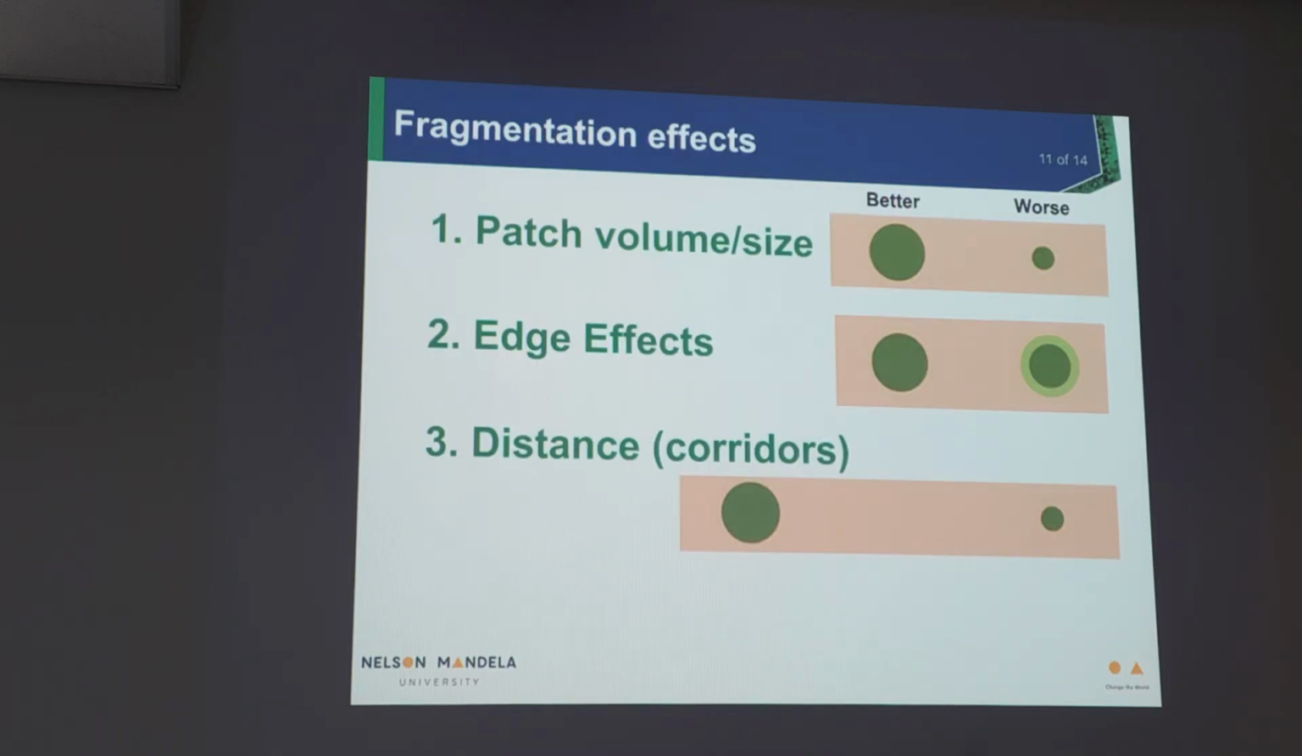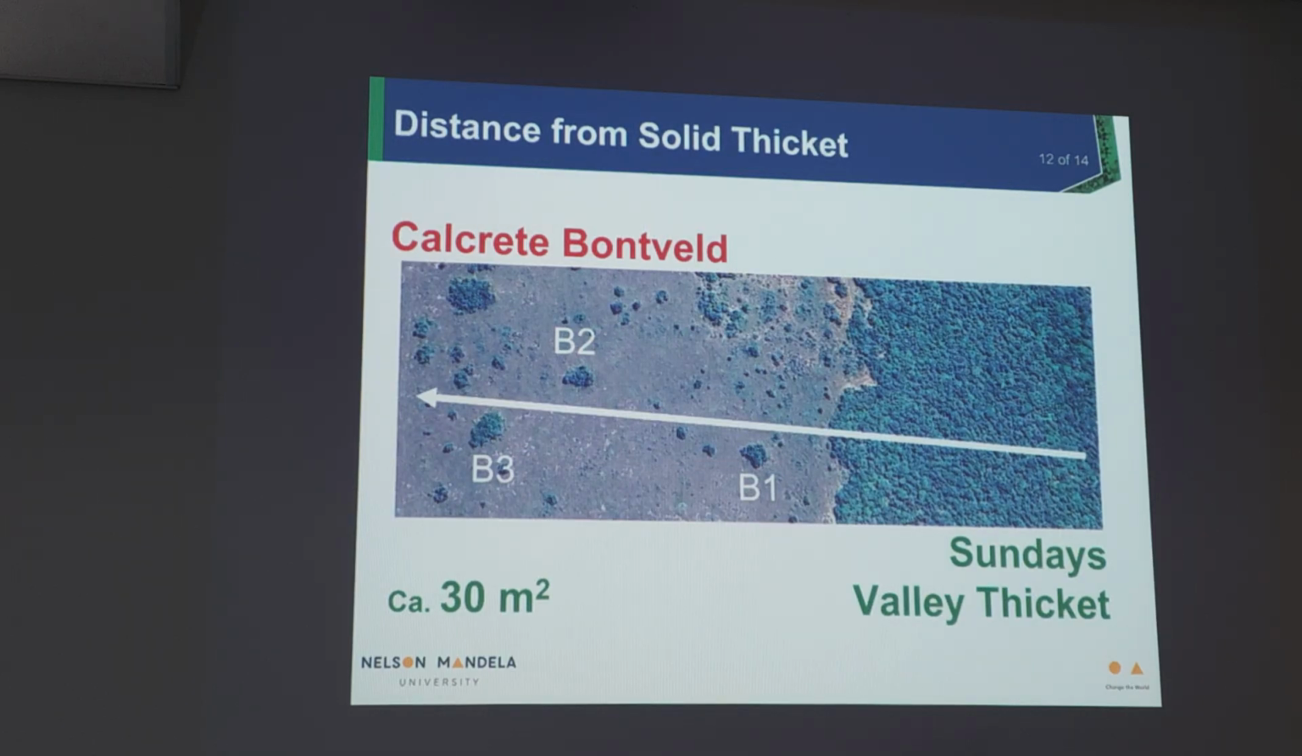And then the last component would be to look at distance. The further away you get from each other, does it get worse? And that we measured by doing a transect from the thicket into the Bontveld bush clump. One would be close, another one. We tried to standardize on the sizes, and we did 5 bush clumps going, so there's another 2 to the left.